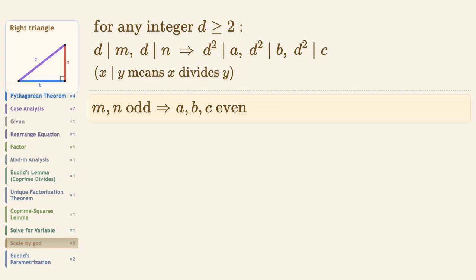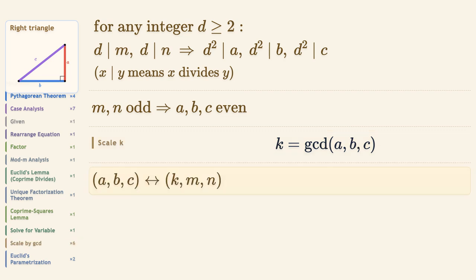If m and n are both odd, then m² minus n² and 2mn are both even, so a, b, and c share the factor 2. Forcing one even makes the output primitive. k is simply the common scaling factor. If k equals 1, the triple is primitive. Otherwise, k equals the greatest common divisor of the three sides. Every integer right triangle corresponds to exactly one (k, m, n) under these rules. Classifying triples reduces to classifying triples of parameters.